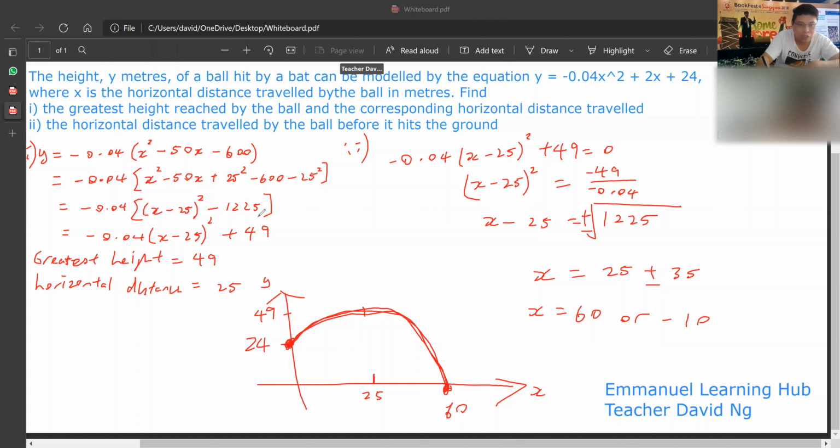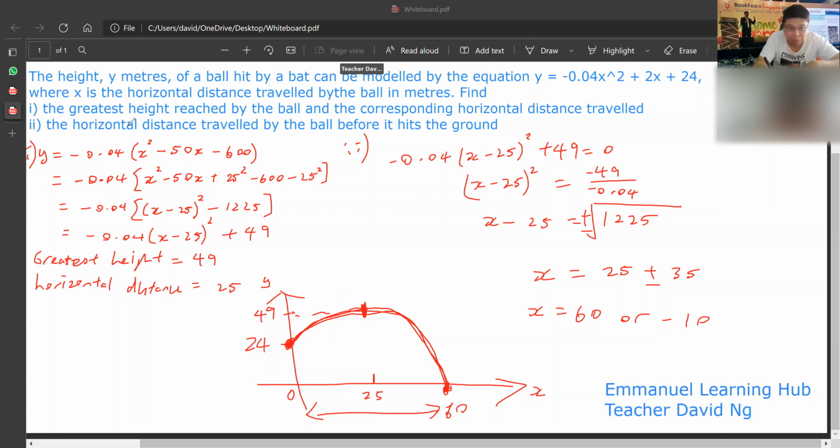Then they ask for the horizontal distance traveled, right? This distance is here, 60. So this is the graph. And the graph is actually the pathway of how the ball actually travels. So it reached a maximum point, which is 49 meters above ground level. Okay, can you understand the question? Yes. So you sketch the graph for you to understand what is going on, so you have a clearer idea.